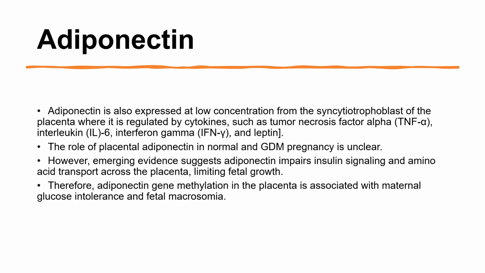Adiponectin is also expressed in low concentration from the syncytial trophoblast of the placenta, where it is regulated by cytokines such as tumor necrosis factor alpha, or TNF-alpha, interleukin-6, or IL-6, interferon gamma, and leptin. The role of placental adiponectin in normal and GDM pregnancy is unclear. However, emerging evidence suggests adiponectin impairs insulin signaling and amino acid transport across the placenta, limiting fetal growth. Therefore, adiponectin gene methylation in the placenta is associated with maternal glucose intolerance and fetal macrosomia.